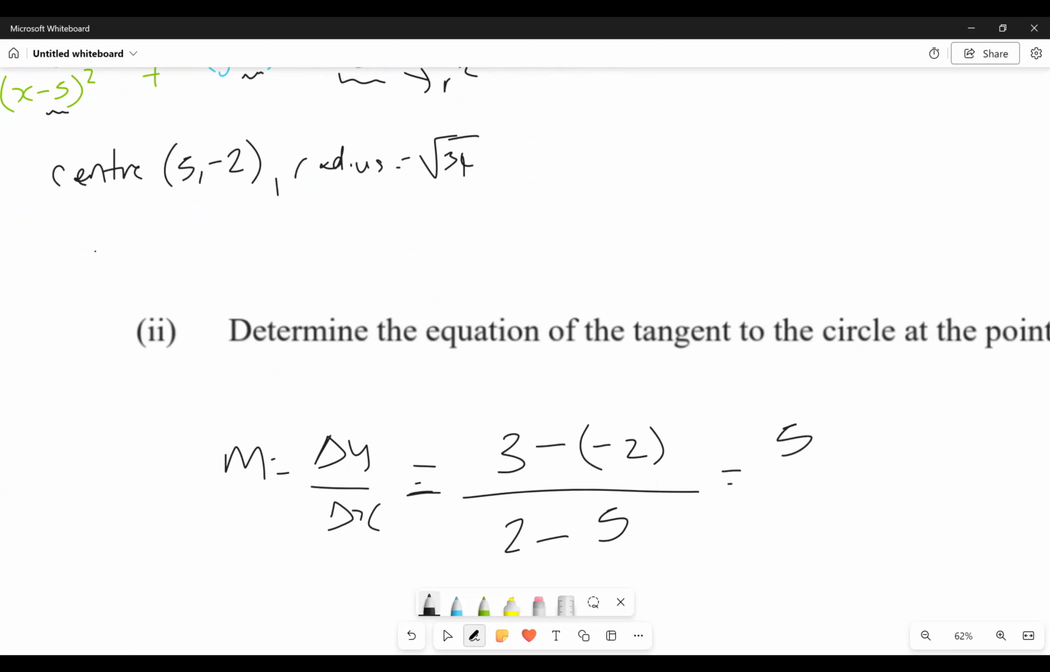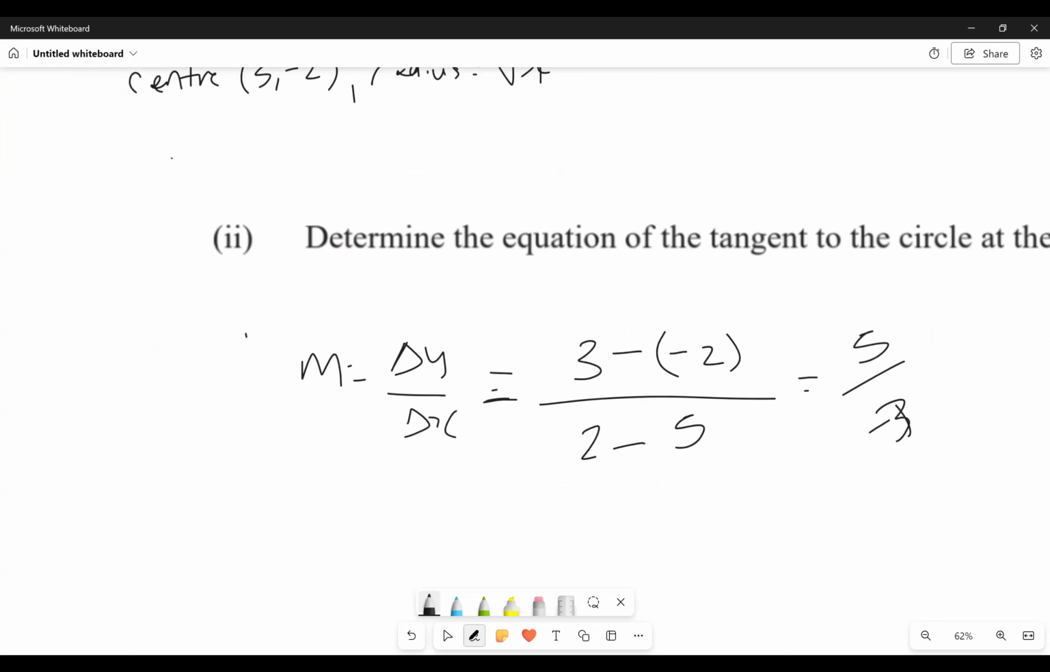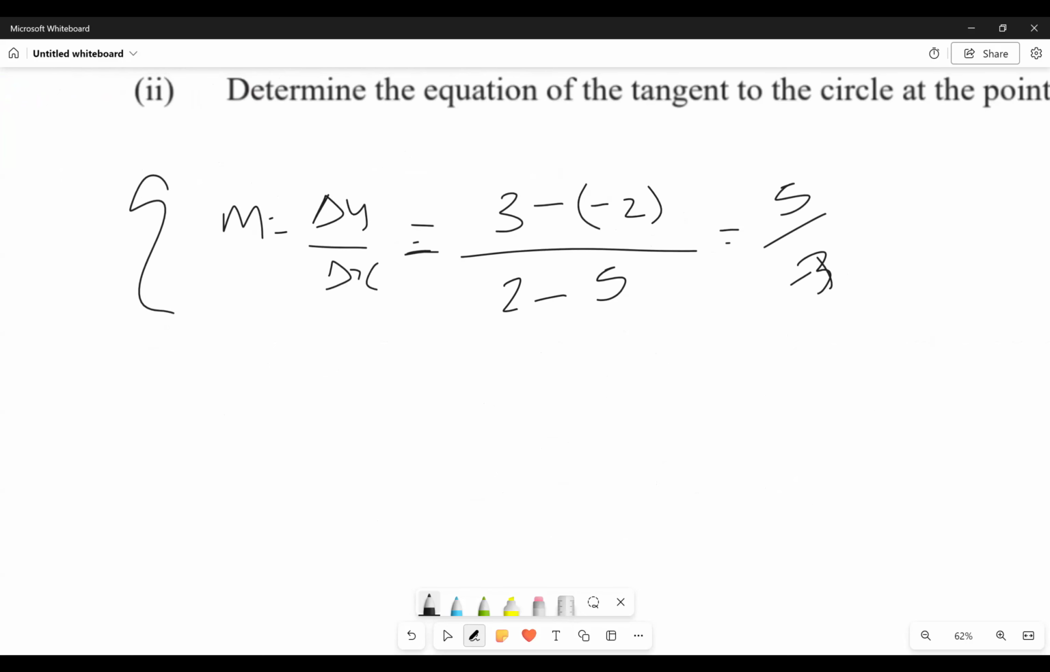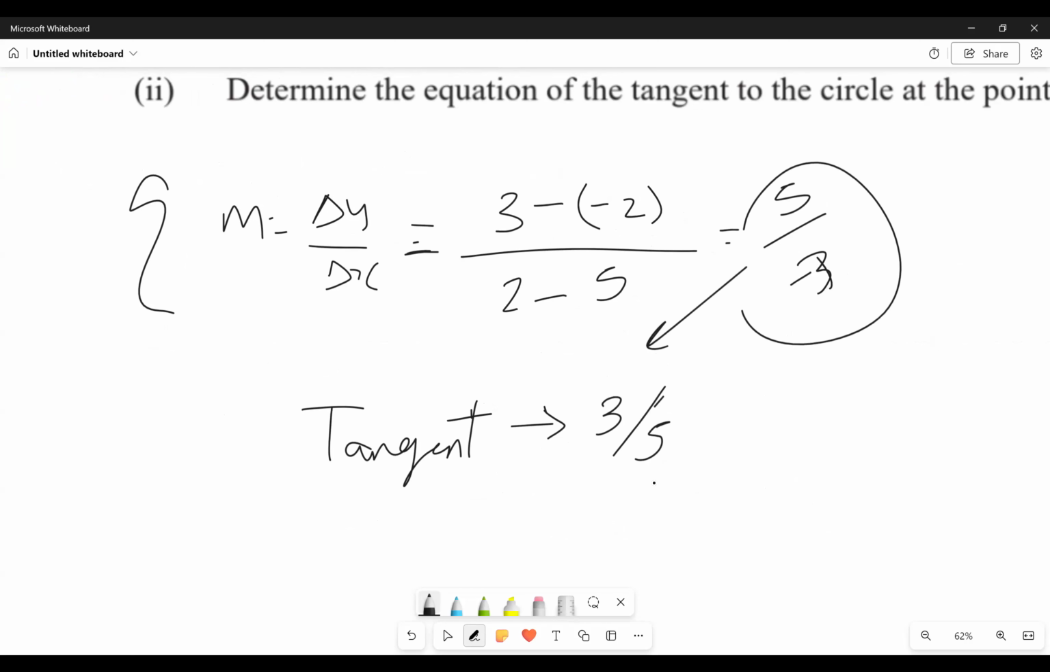This gives us 5 over -3. Now, it's important to note that this gradient is the normal, and I need the tangent, right? To get the tangent, I need to flip and make this positive. So the tangent is going to then become 3 over 5. So that makes sense. This was negative, so it becomes positive, and I flip it.